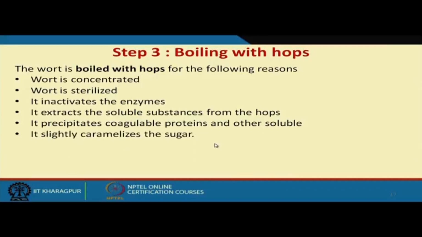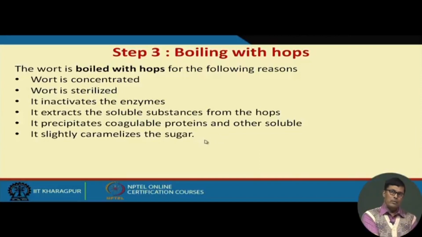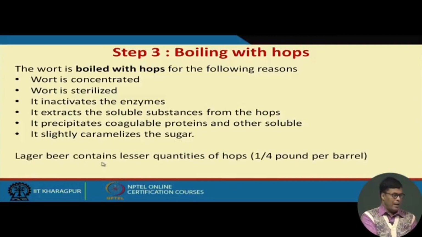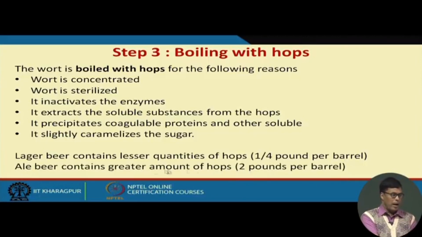I mentioned during the alcohol fermentation process how the caramelization takes place. When we heat the sugar, dehydration of the sugar takes place, and due to dehydration the color of the sugar changes to black. So slight caramelization means the black color development will take place. And then lager beer contains a lesser quantity of hops, while ale beer contains a higher amount of hops, about 2 pounds per barrel of beer.